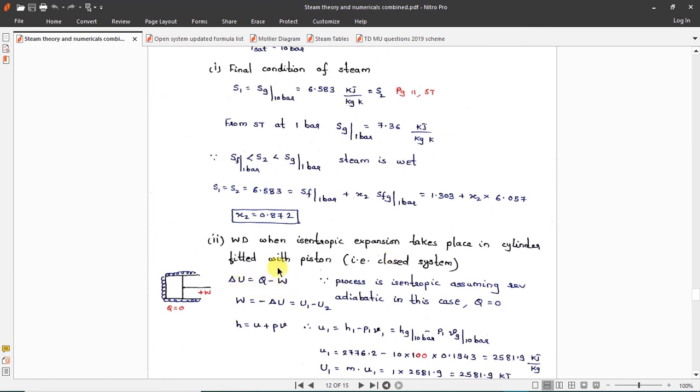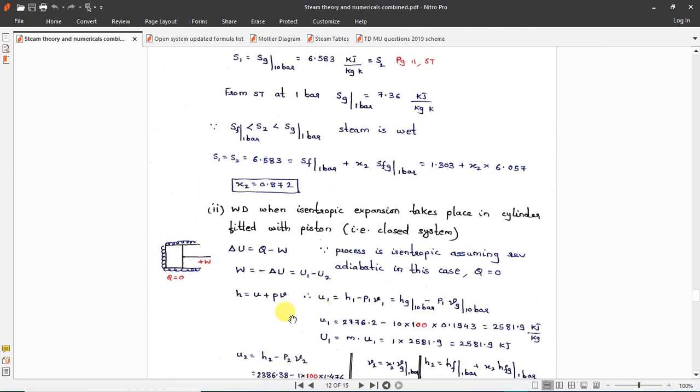Now Q is 0. So what will be work? Work will be minus of delta U. What is delta U? U2 minus U1. So minus of delta U will be U1 minus U2. Now what is the enthalpy formula? Specific enthalpy is U plus PV. So what will be U? U will be H minus PV.